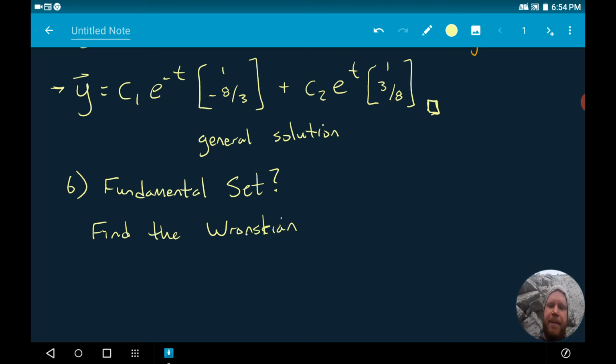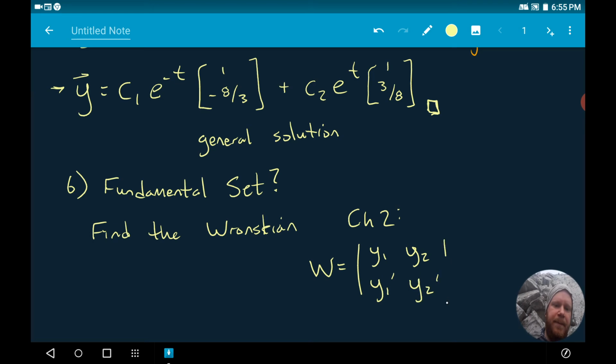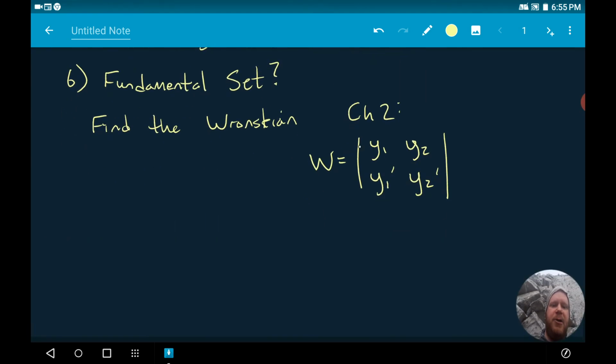For the Wronskian, in chapter 2, when we found the Wronskian, it looks like this: y1, y2, y1 prime, y2 prime. And we found the determinant of that.